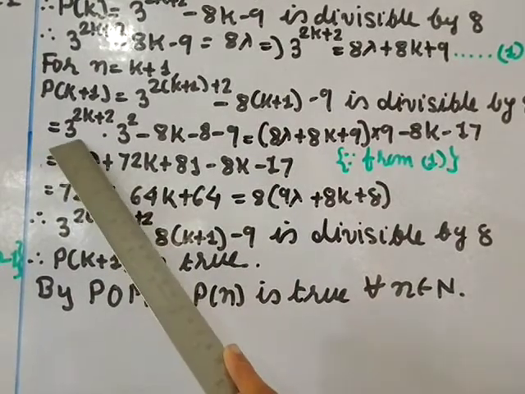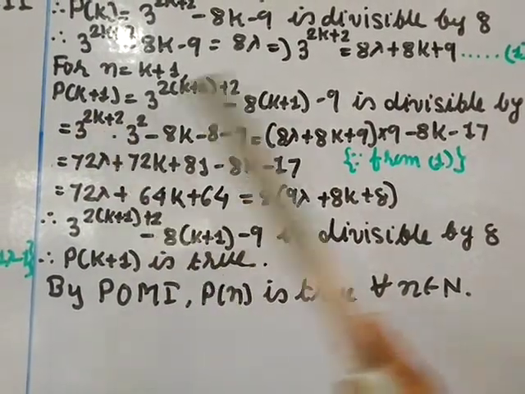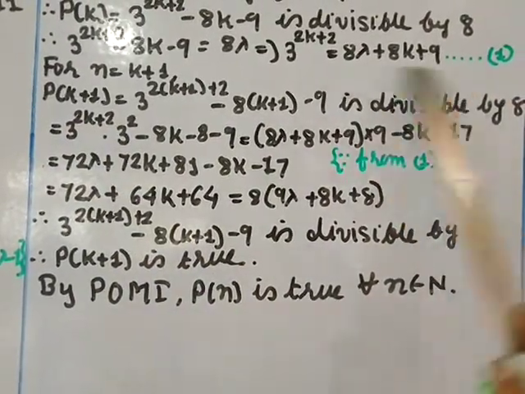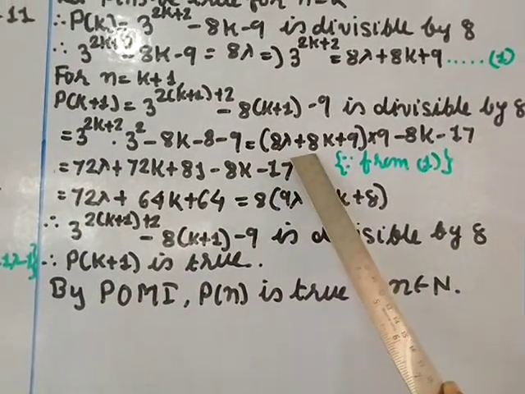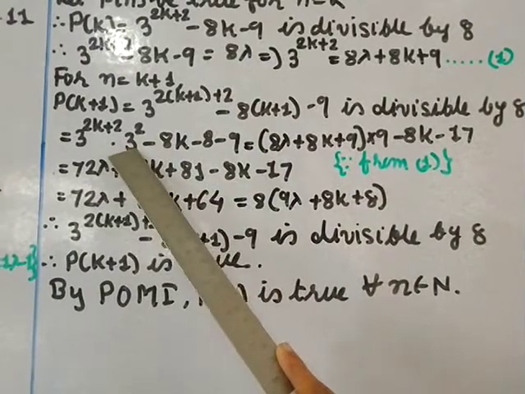Now 3 power 2k+2, from equation 1, put this value. So this value I put here from equation 1: 8 lambda plus 8k plus 9, into 3 square, that is 9.